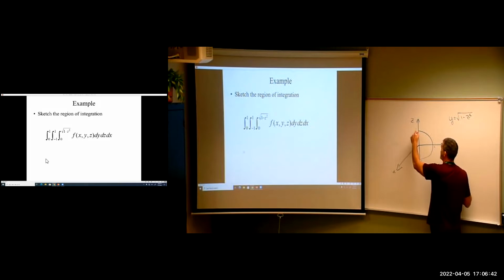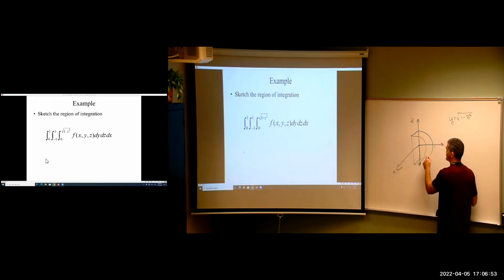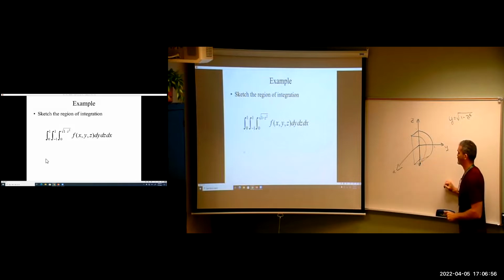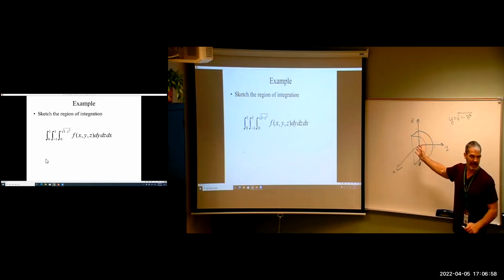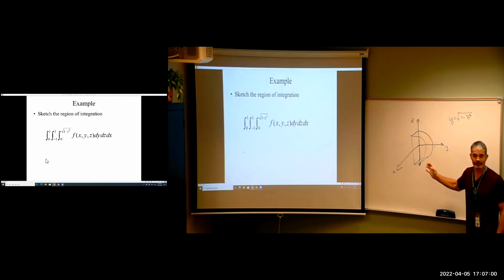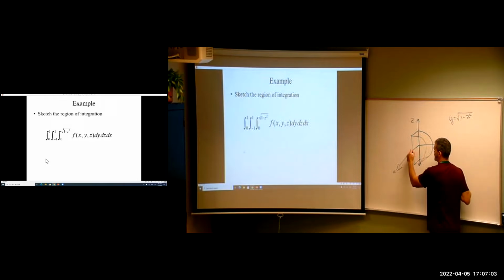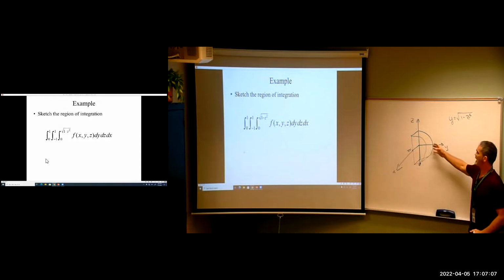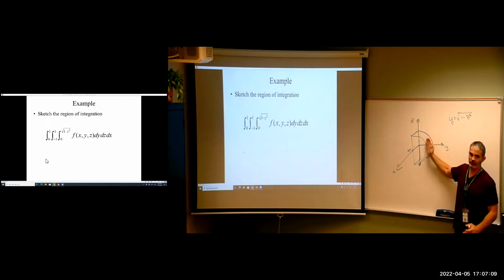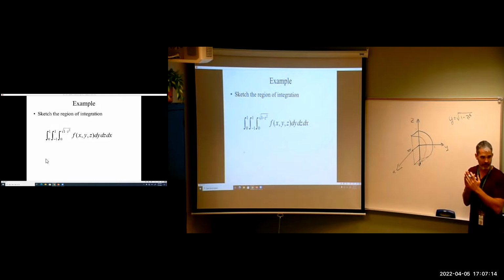So what's going to happen is we're going to get, basically, it's hard to, I'm not the best at drawing in 3D, but we're going to get half of a wheel, basically. And there's our x equals 1. So what we got is a half circle with a little bit of thickness to it. So that's our region.